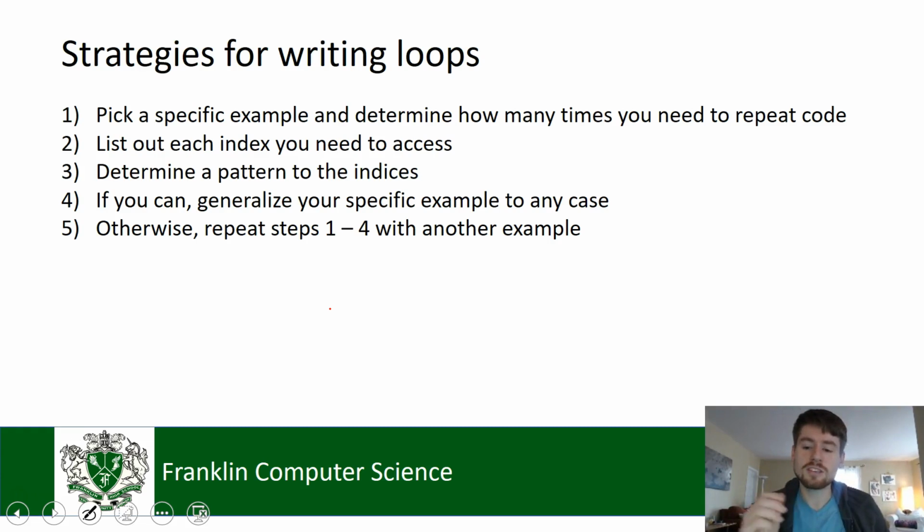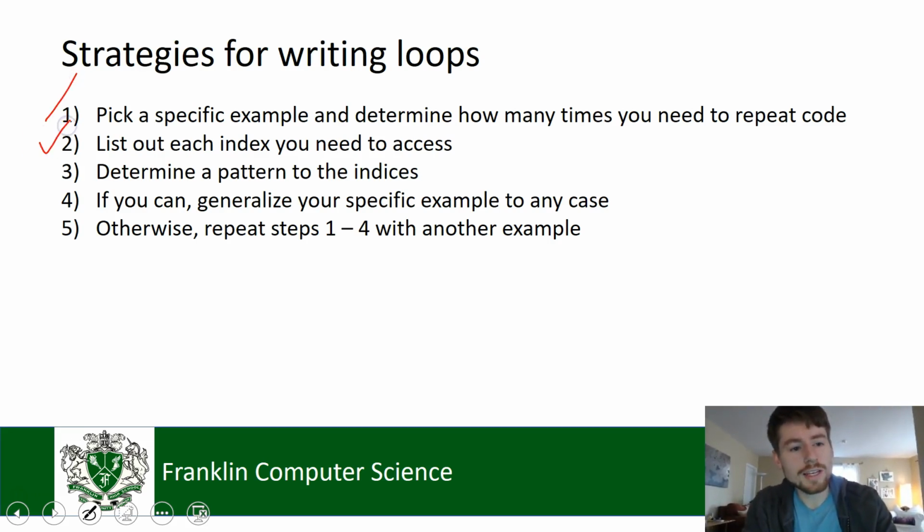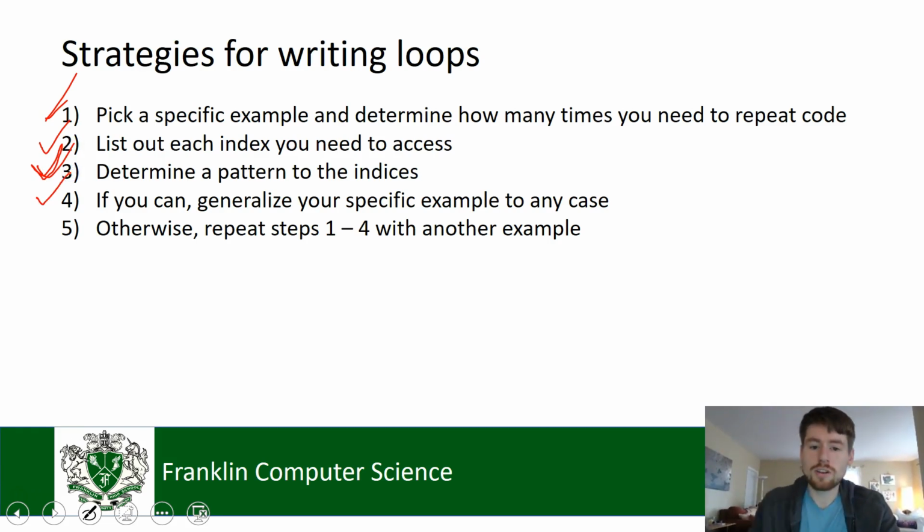So those are the steps for writing these kinds of loops. Start with a specific example, figure out how many times you need to loop. Once you've figured out how many times you need to loop, list out all those indexes that you're going to need to access for the string. See if there's a pattern. What's the pattern to those indexes? And if you can, at that stage, generalize to any string, not just the one that you're looking at. And if you can't, try another string and see if you can generalize from there.